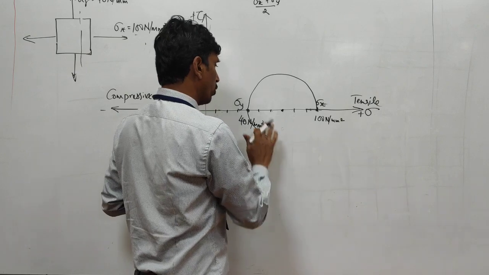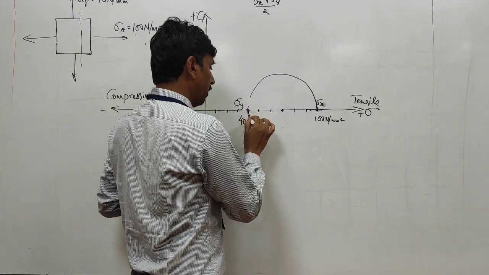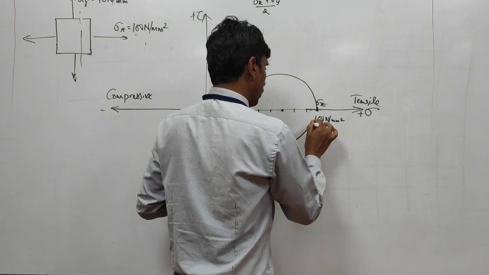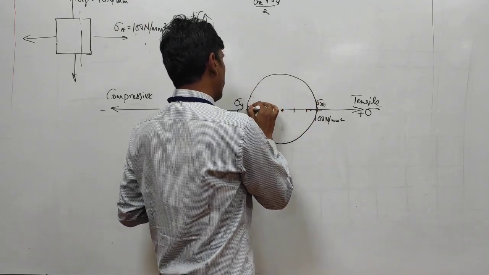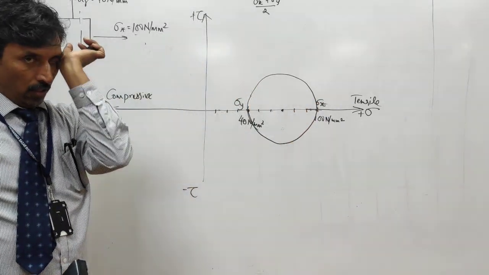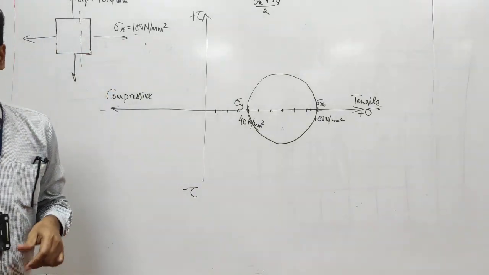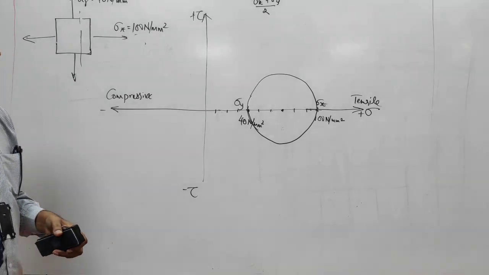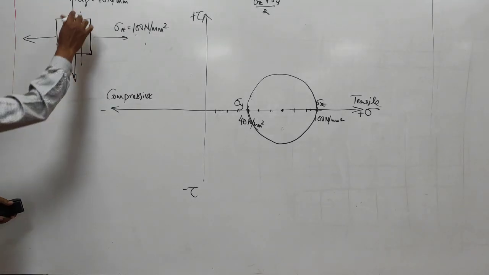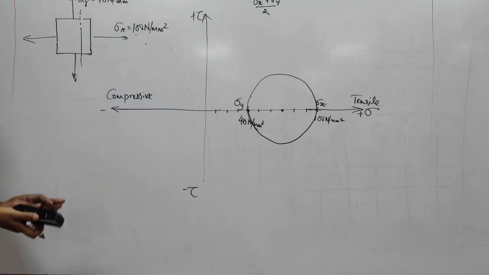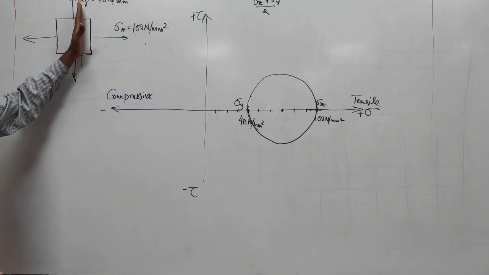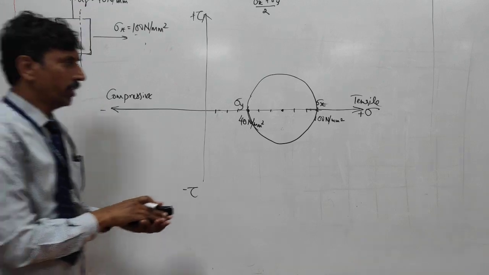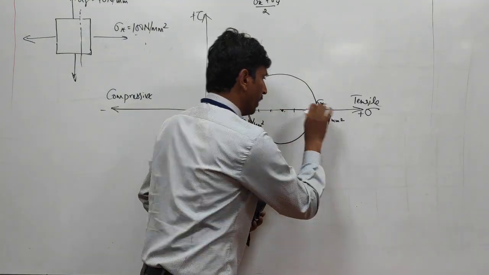This circle actually gives you an idea of what would be the variation of the stresses in different planes in this. So now imagine this plane at an angle 0 degree from the vertical. Then if it is 0 degree here, then you have to measure 0 degree here. So that means you have to measure 0 here.